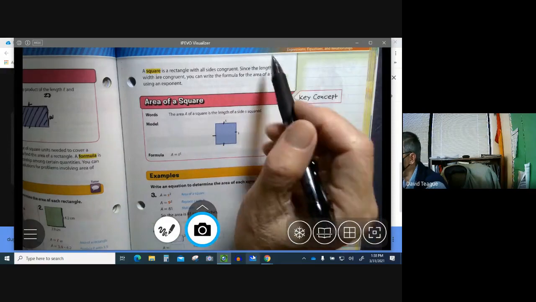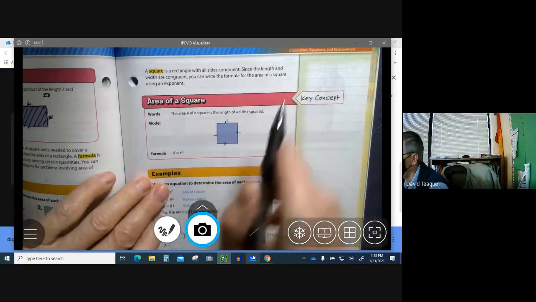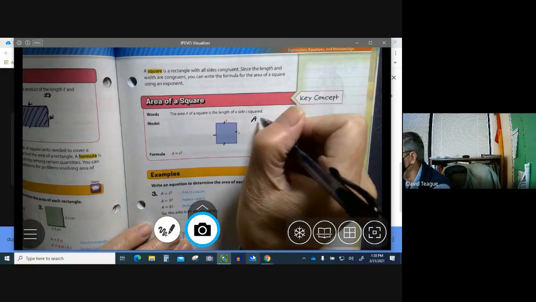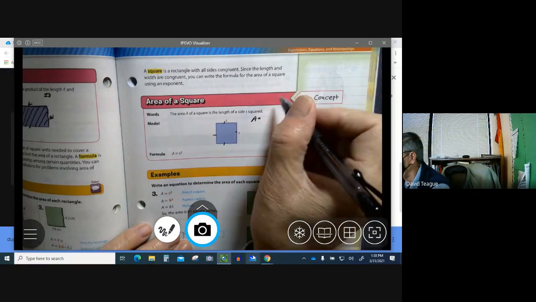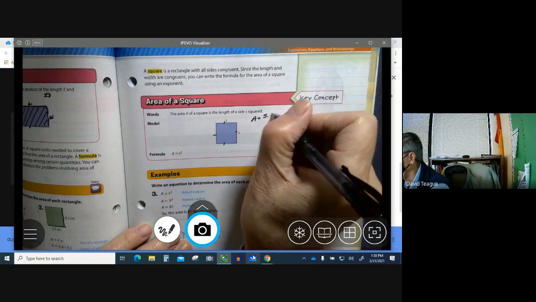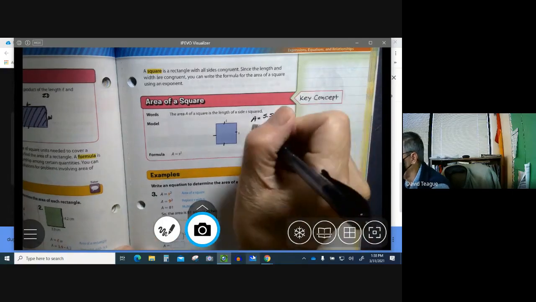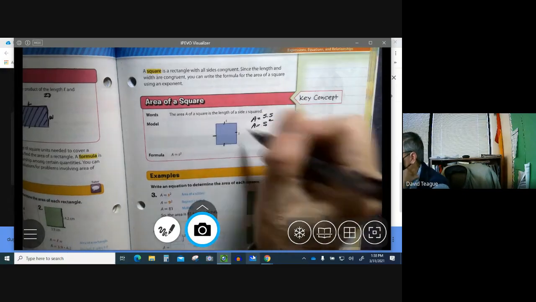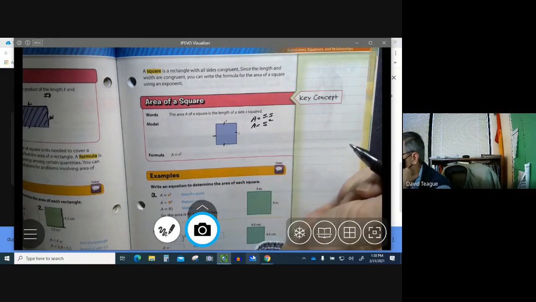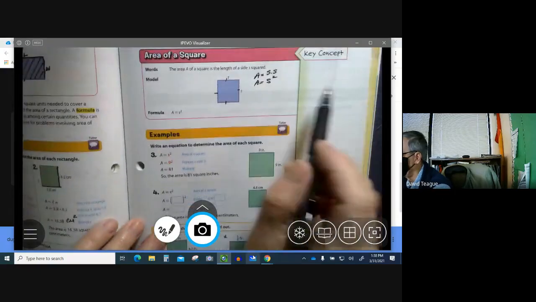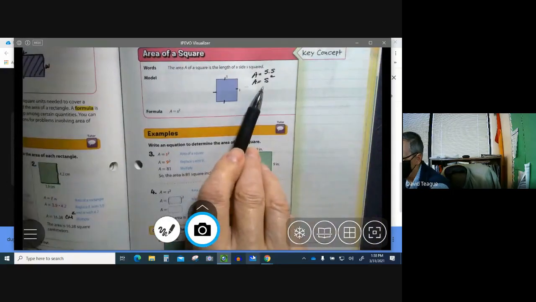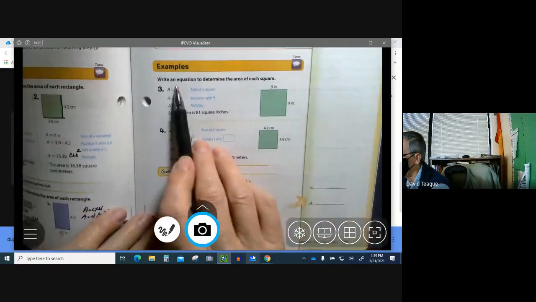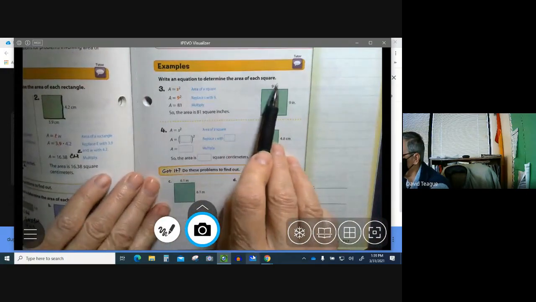You can write a formula for the area of the square using an exponent. So instead of doing area equals side times side, you can do area is equal to side squared, because it's the same number. You're multiplying it by itself. So you use this formula for a square and length times width for a rectangle.